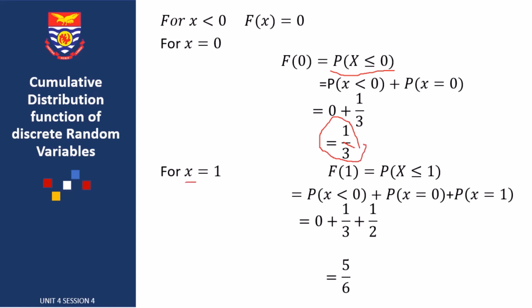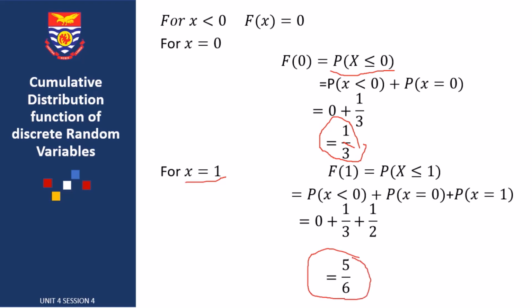For x equal to 1, as f of 1, we have x less than or equal to 1. X less than or equal to 1 means that x will be less than 0, x will be equal to 0, and x will be equal to 1. So for x less than 0, we have 0. X equal to 0, we have 1/3. And x equal to 1, we have 1/2. Summing up, we have what? 5/6. So you see, quite interesting.